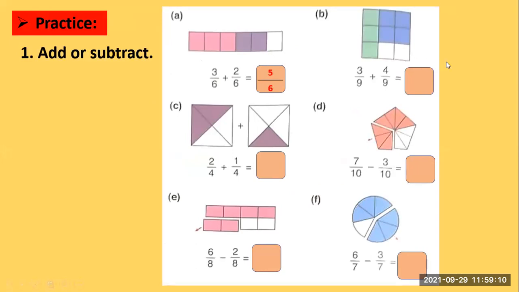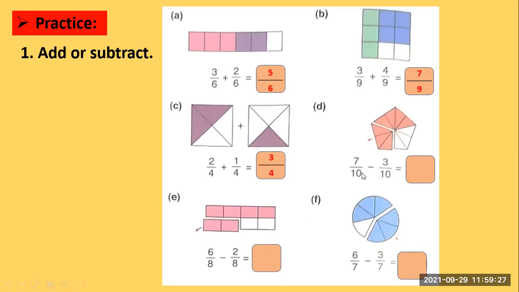Letter B, the same denominator. So just copy the denominator, and then 3 plus 4 is 7. So that is 7 over 9. Here, 4 parts, the same denominator. So just add 2 plus 1 is 3. So that is 3 over 4.